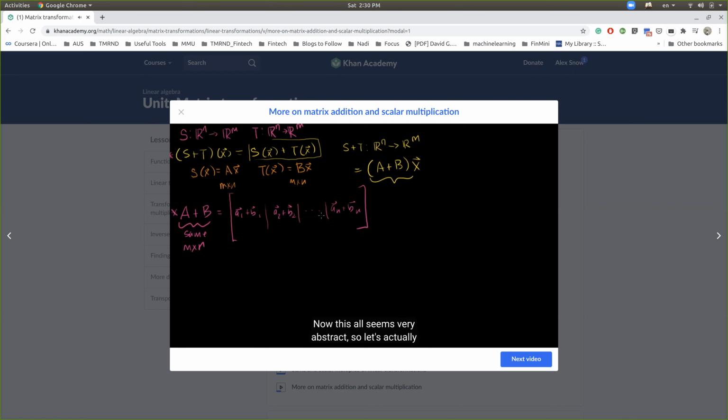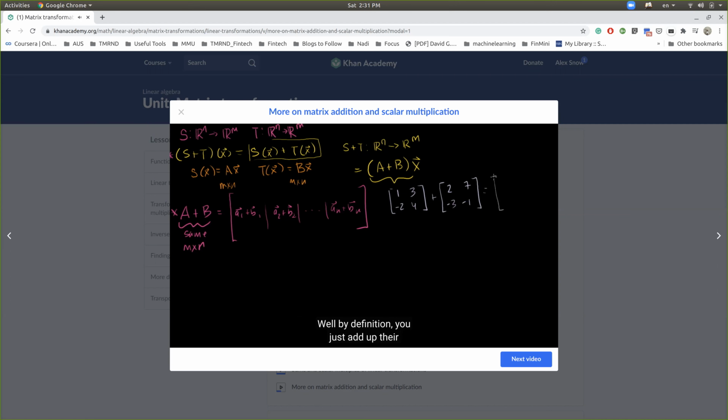Now this all seems very abstract, so let's actually add two matrices. So we'll start off with a 2 by 2 case. So let's say I'm adding the matrix 1, 3, minus 2, 4 to the matrix, remember, they have to have the same dimensions, to the matrix 2, 7, minus 3, minus 1. What do we get?